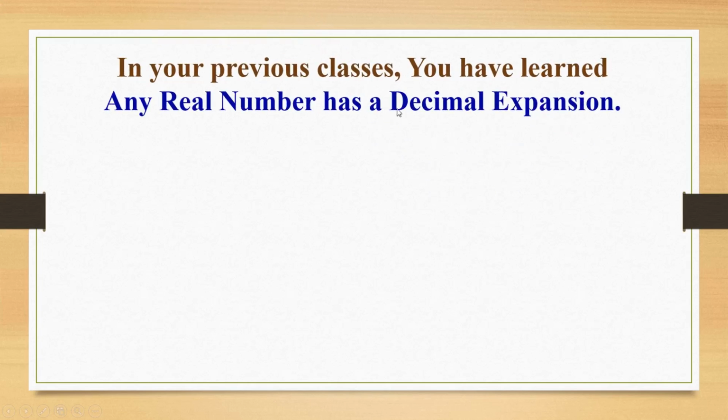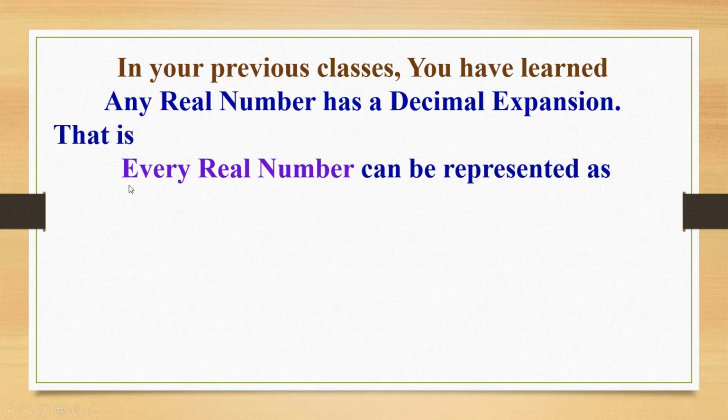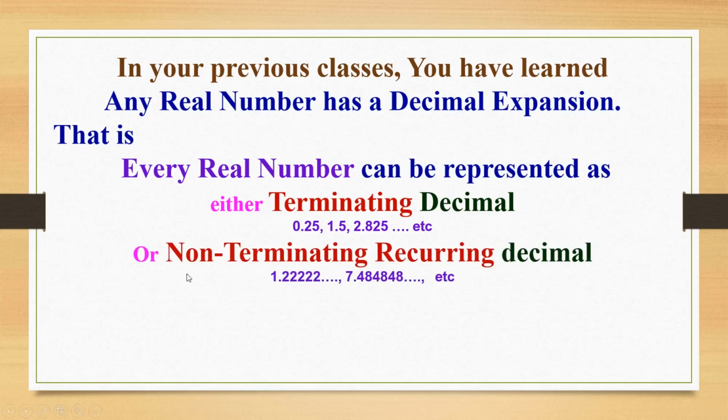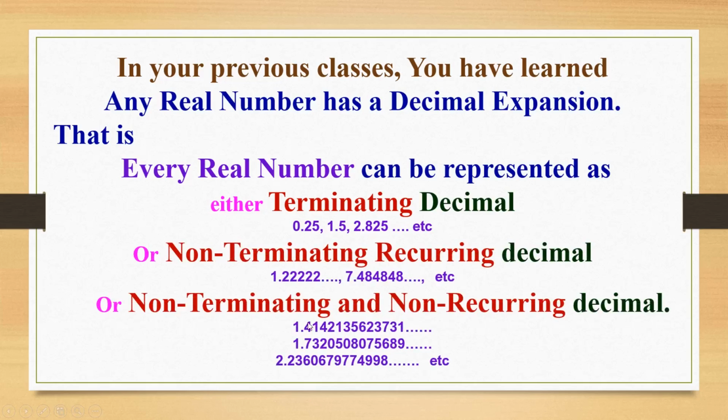In our previous classes, we have learned any real number has a decimal expansion. That is, every real number can be represented as either terminating decimal, like this, or non-terminating recurring decimal, like this, or non-terminating and non-recurring decimals, like this.